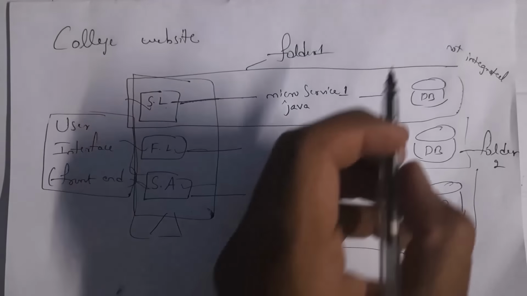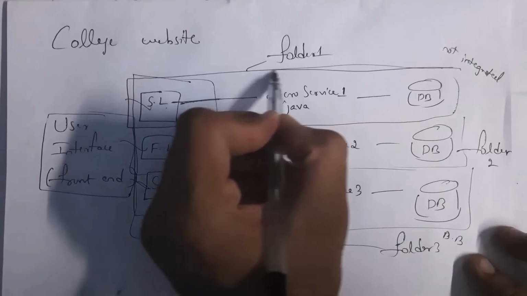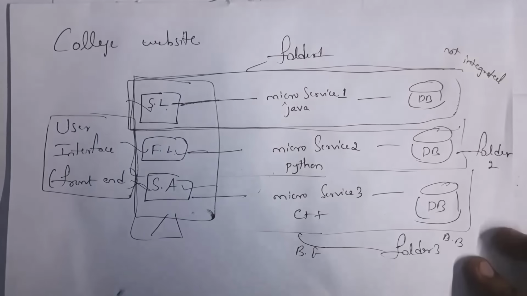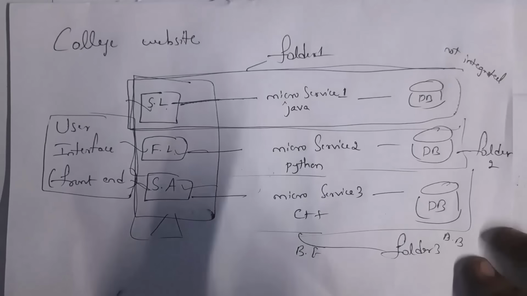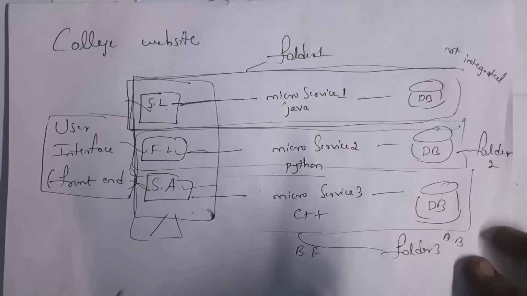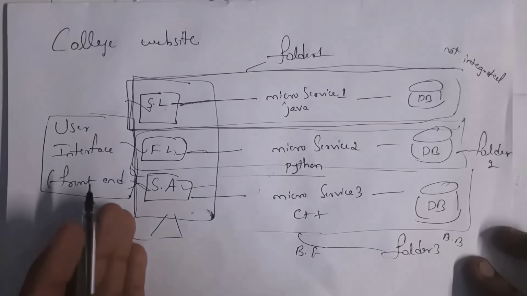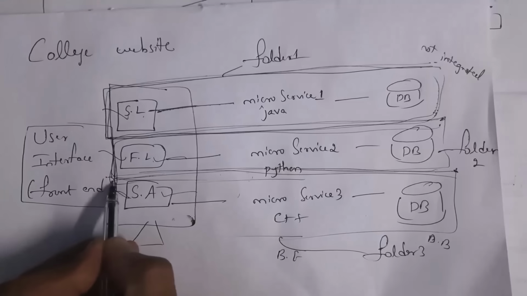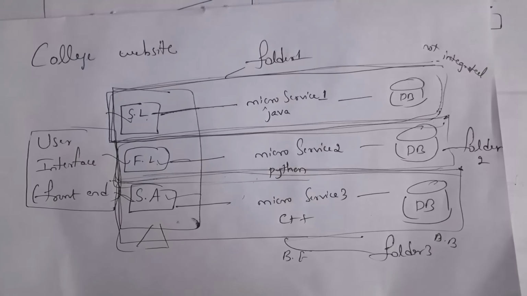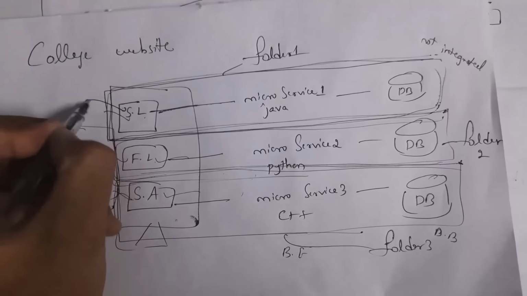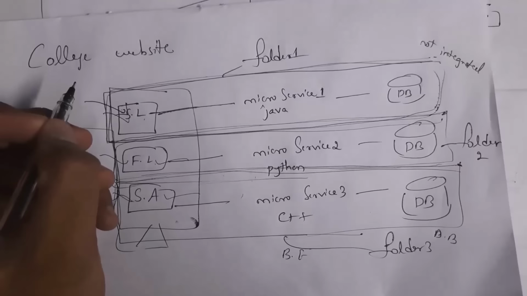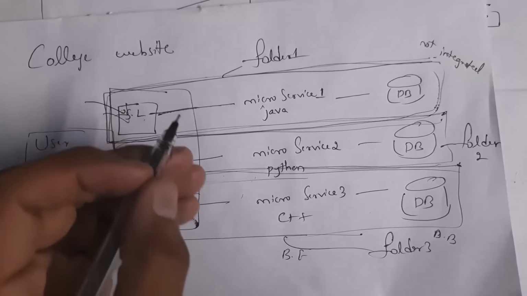Now what I will do is, I will consider the student login form as one service and I will place this entire code in one folder. Similarly, I will consider faculty login as another service and I will place this entire code in one folder. And similarly, I will consider student attendance as one service and I will place this entire code in one folder. And these folders are not integrated to each other. So whenever I perform changes in one folder, it will not affect other folders. So whenever I perform changes in one service, it will not affect other services.